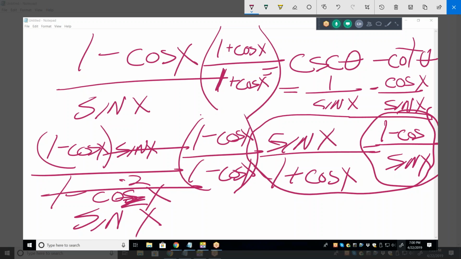So now, in case you're worried about the fact that I worked on both sides of the equation, I didn't particularly have to. In other words, I could have taken this answer I got, I could have worked strictly on the left side and gradually turned it into cosecant of theta minus cotangent of theta.